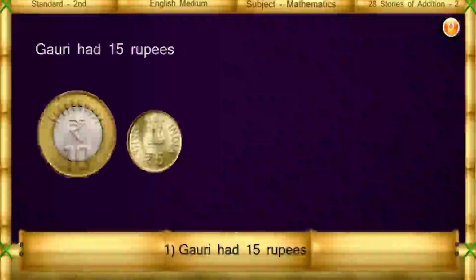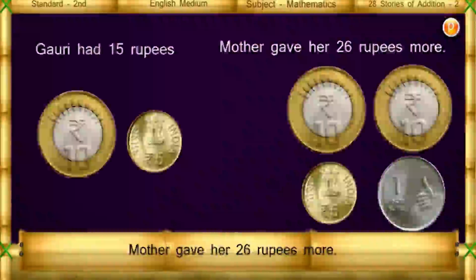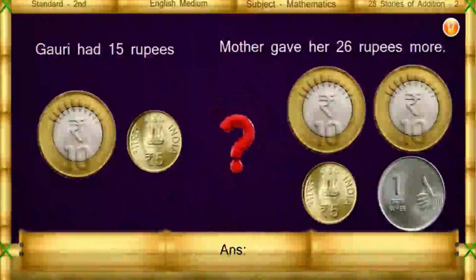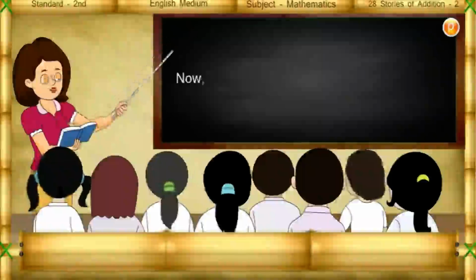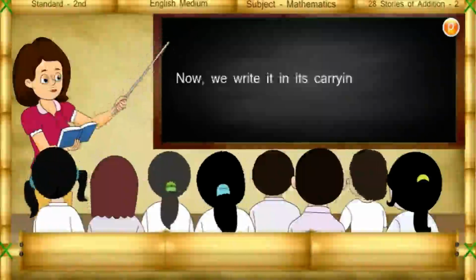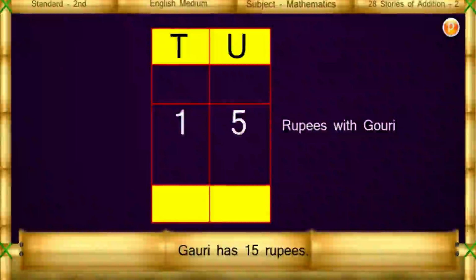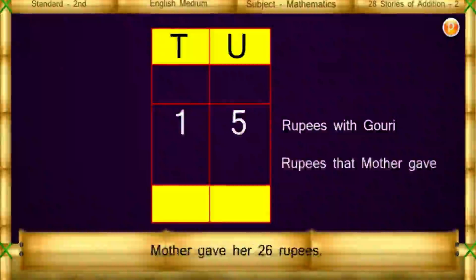1. Gauri has 15 rupees. Mother gave her 26 rupees more. How many rupees does she have now? Answer. Now, we write it in its carrying over structure. Gauri has 15 rupees. Mother gave her 26 rupees.